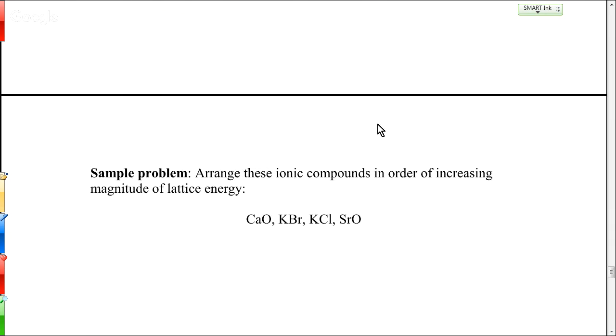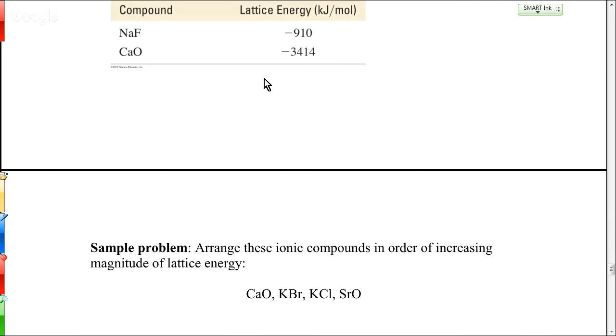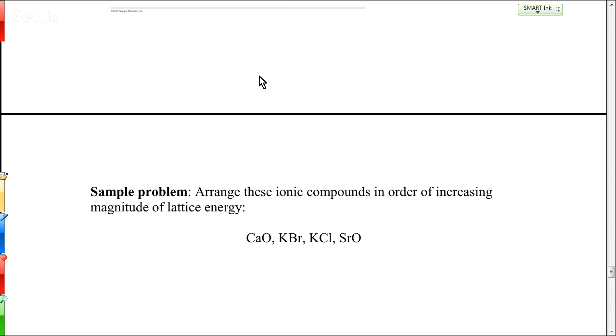All right, so we can do something like this. Arrange these ionic compounds in order of increasing magnitude of lattice energy. We're going to look at these four and judge the size as well as the charge, and see if you can put them in order. See if you can come up with an ordering of these four from smallest to greatest magnitude of lattice energy, that is, weakest interactions to strongest interactions.